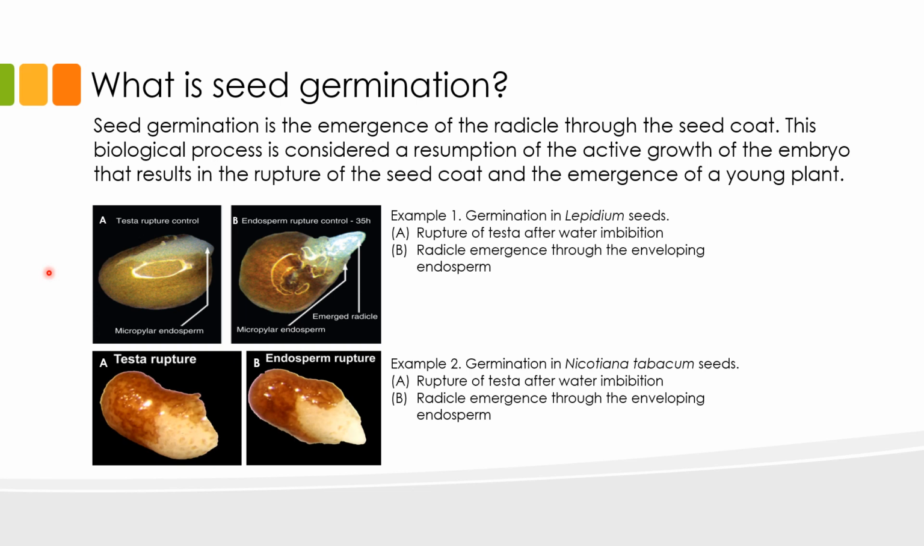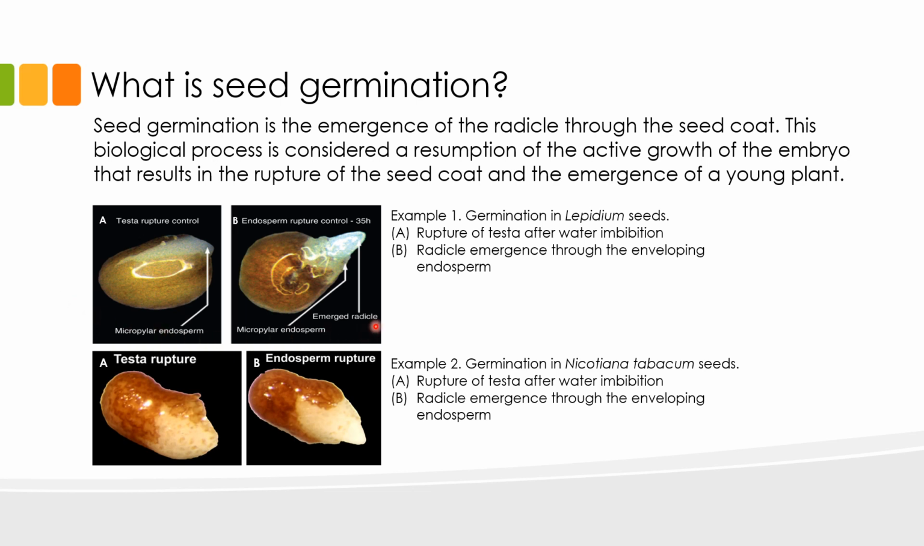Seed germination is a biological process that leads to the resumption of the active growth of the embryo that finally results in the rupture of the seed coat and the emergence of a young plant. Very simply, seed germination refers to the emergence of the radicle or the embryonic root through the seed coat.